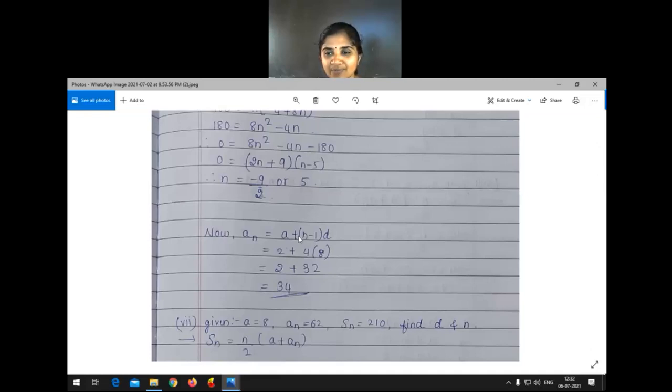Minus 9 by 2. Here we have to find out an, which is a plus n minus 1 into d. The a value, 2, is given in the problem only. Then n minus 1 here we have to take. n should be a positive integer.